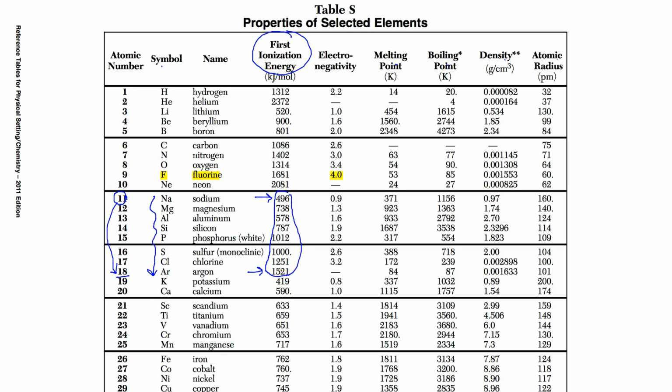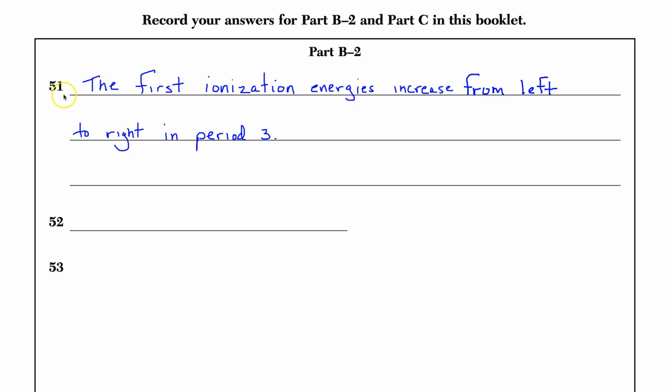All right, so it's back to the answer booklet. Let's get that down. I wrote the first ionization energies increase from left to right in period 3. I mean, so many ways to say it. You could have just said the first ionization energies increase, since the question was asking what happens from left to right. But bottom line is that the trend is that there's an increase in energy needed to remove an electron. Okay, so moving on to number 52.